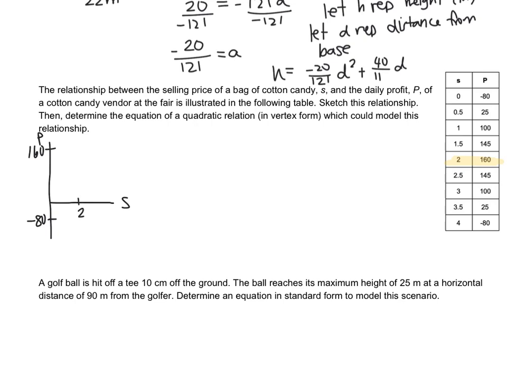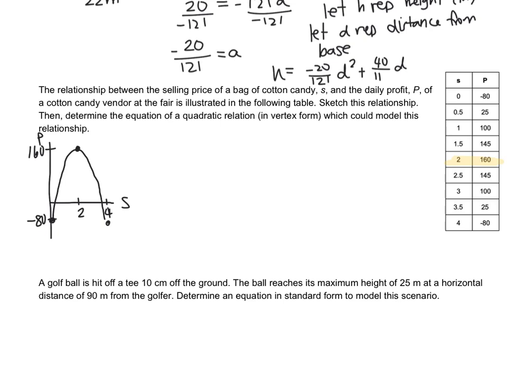And I'm just going to use that 0 and 4 because those are when those negative 80 profits occur, where you're actually losing money. So I'm not actually plotting all of the points. I'm really just estimating everything else between the key points that I have drawn.